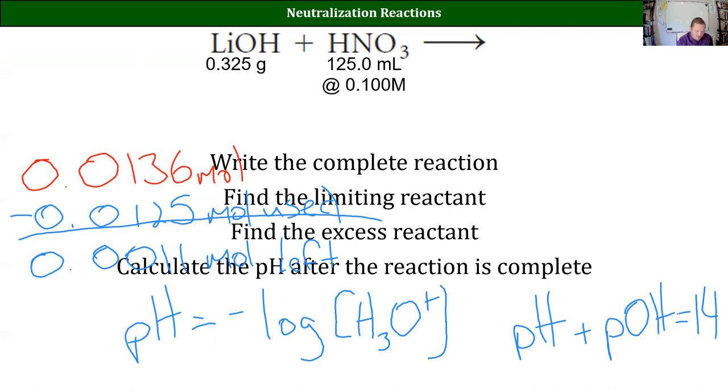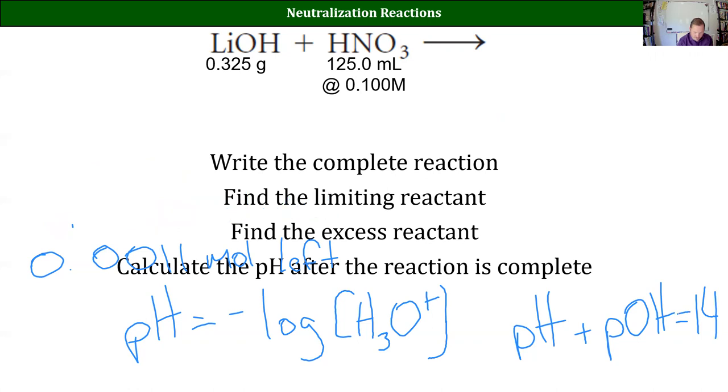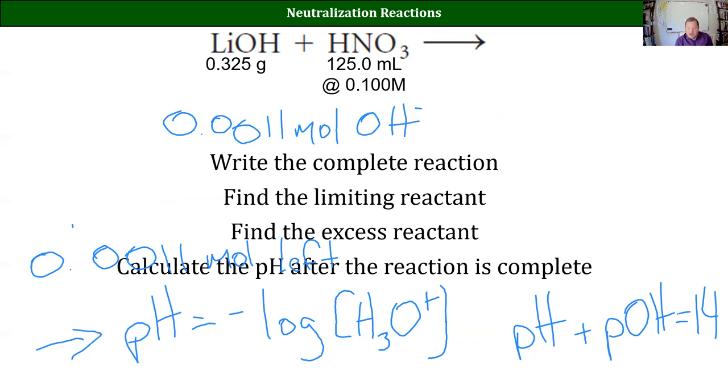Again, let me rewrite this for clarity. If we had excess strong acid, we would just plug our concentration of strong acid into the pH equation, take the negative log of what's left over, and we're done. That's our pH. If we have leftover base instead, we have to go this other route, where we start by finding pOH and then using that to find pH. And remember, pOH is just the same formula as pH, except with hydroxide instead of H3O plus.